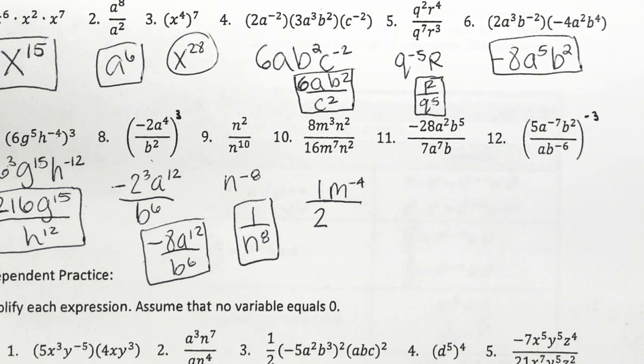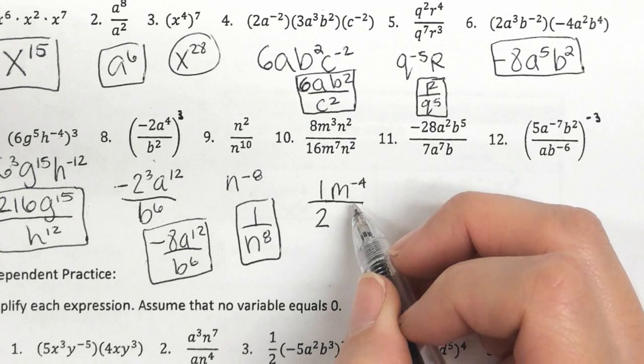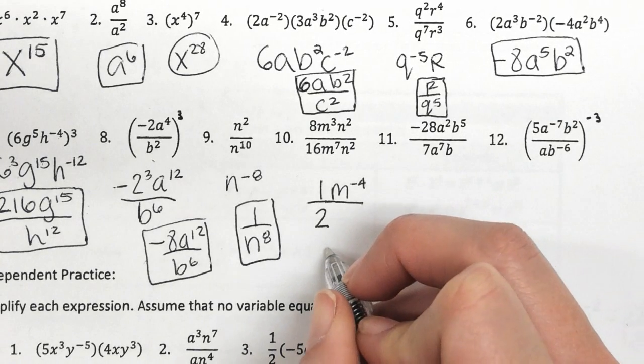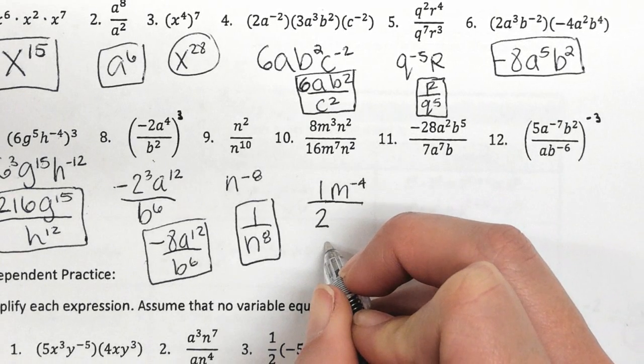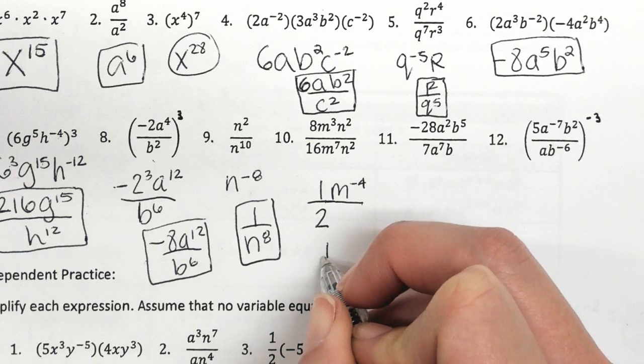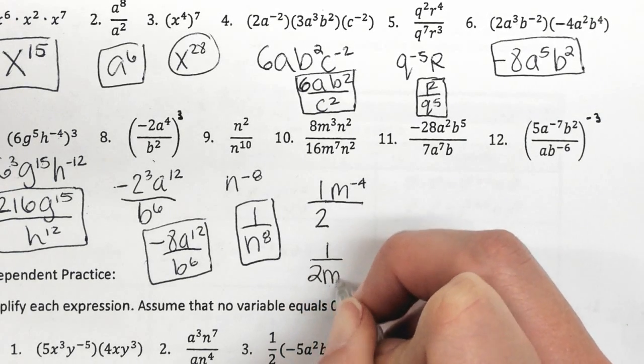Either way. What's 2 minus 2? 0. So it'd be into the 0. Which is what? 1. Alright, so from here we have to move what to the bottom? 4. So tell me what the final answer is. It'll be 2 over m to the 4th. Good.